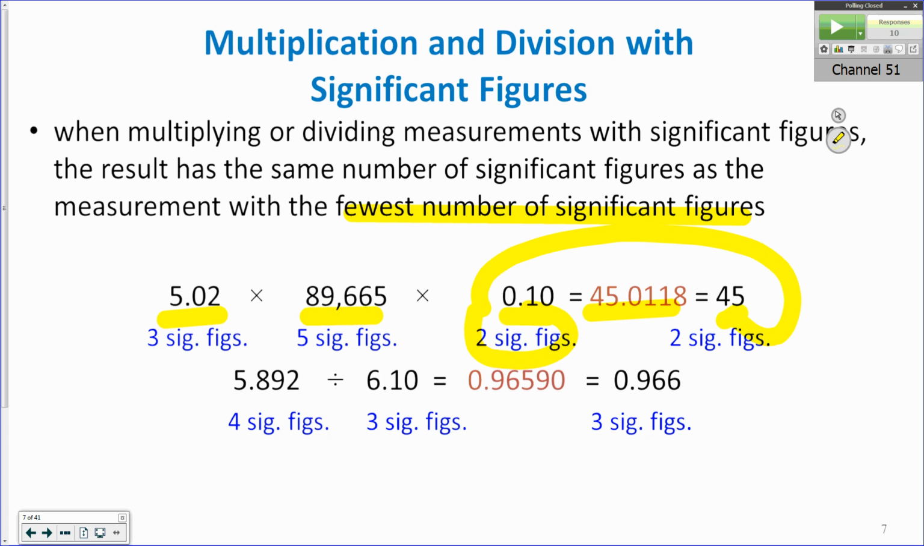Okay? The division on the bottom, a number with 4 sig figs and 3 sig figs. My calculator spits out this. My answer has to be truncated to 3 sig figs because that's the weakest link in multiplication and division.